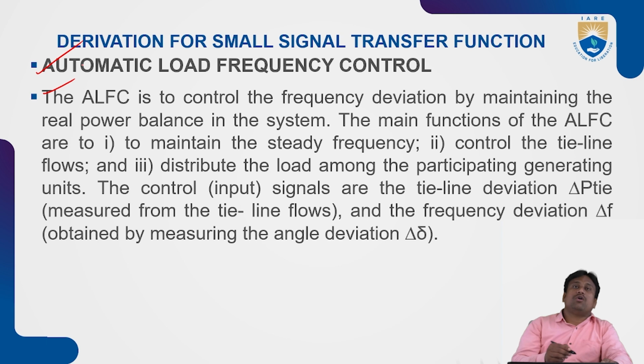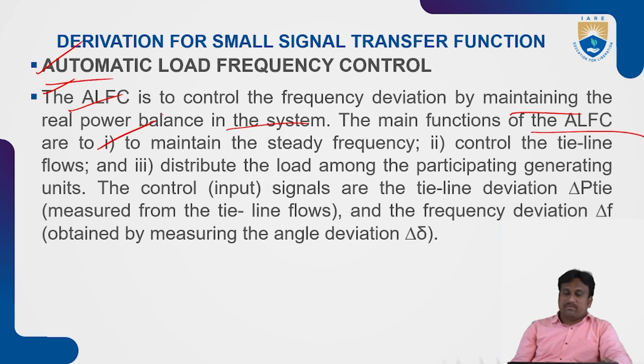Earlier we discussed the load frequency control mechanism. This is going to be automatic load frequency control, that is ALFC. Here ALFC is to control the frequency deviations by maintaining the real power balance in the system. The main functions of the ALFC are, first, to maintain the steady state frequency, second, to control the tie line flows, and third, to distribute the load among the participating generating units.